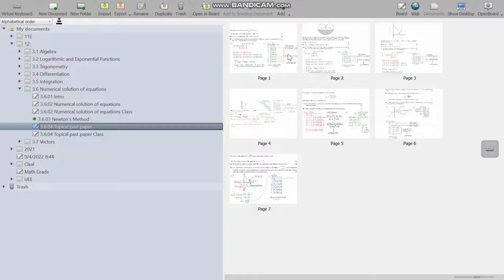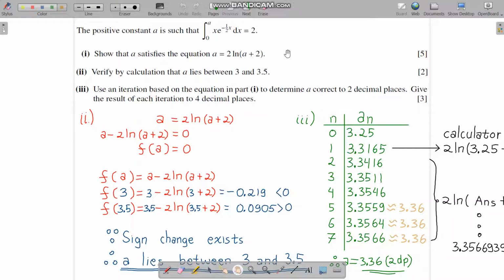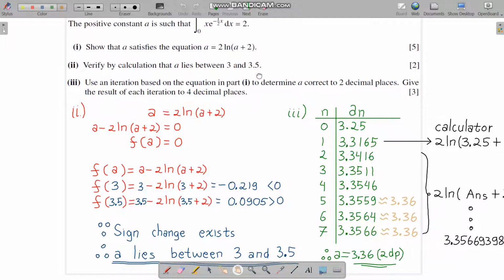Hello everyone, this video is about numerical solution of equations past paper. So let's say we have this question, the part I is about integration. So let's just do part II and III. Verify by calculation that A lies between 3 and 3.5.